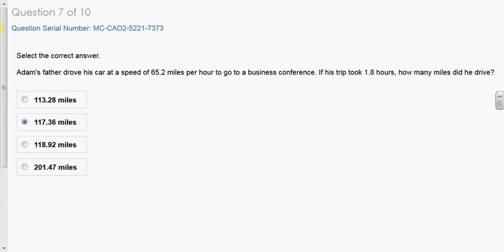Adam's father drove his car at a speed of 65.2 miles per hour. That's the speed, right? To a business conference. If his trip took 1.8 hours, how many miles did he drive? So notice here we have the speed. And if I multiply the speed times the time, that gives us the distance.